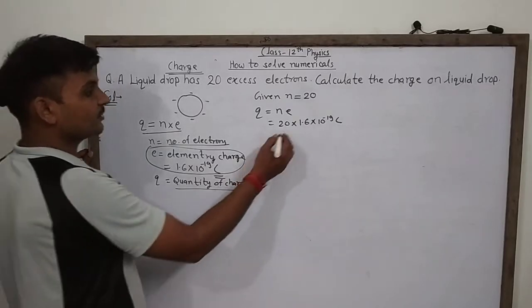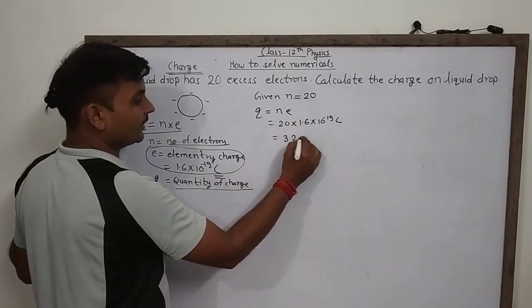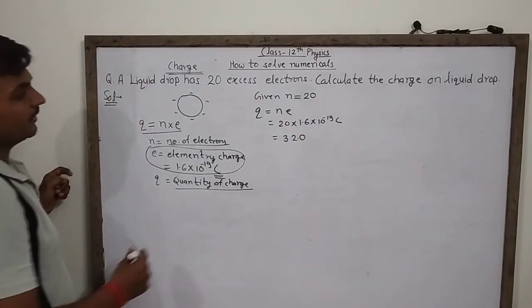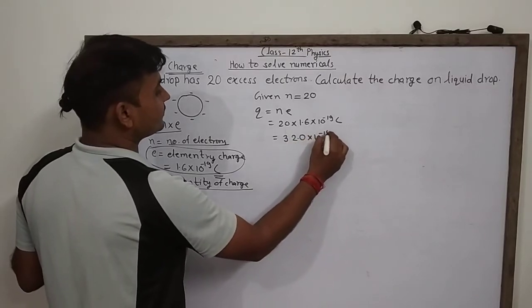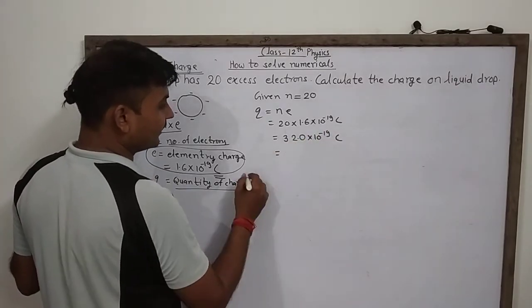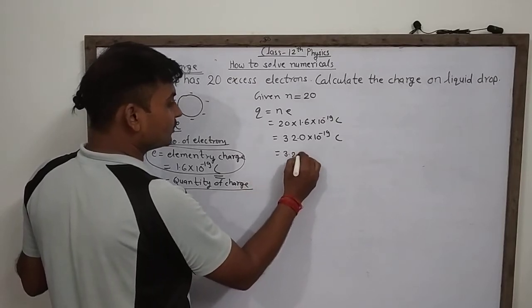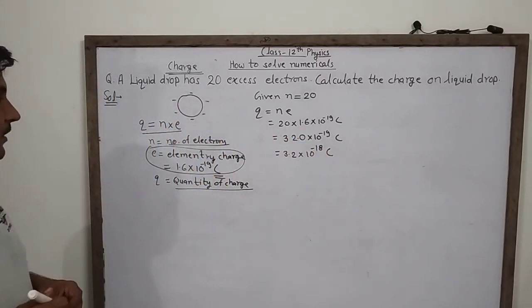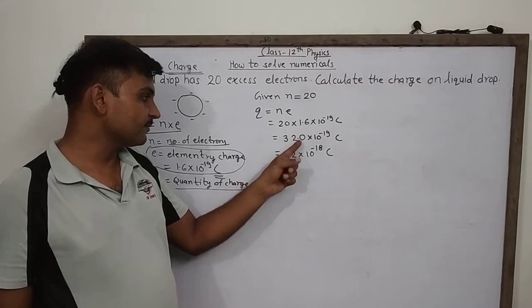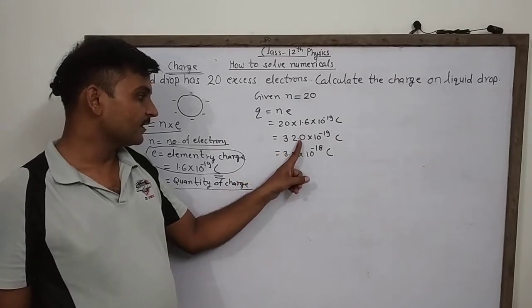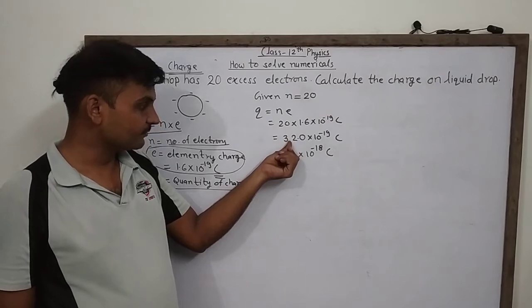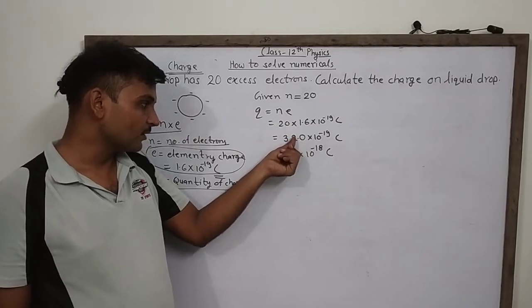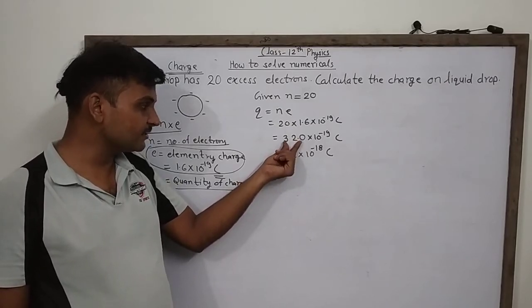This value gives us 32.0, with one place of decimal, and 10 to the power minus 19 coulomb. Then we find 3.2 in standard form into 10 to the power minus 18 coulomb. How can we find this? You see that the decimal is transferred to the left side. It means the value decreases. If we transfer the decimal towards the left side, then we decrease the value.